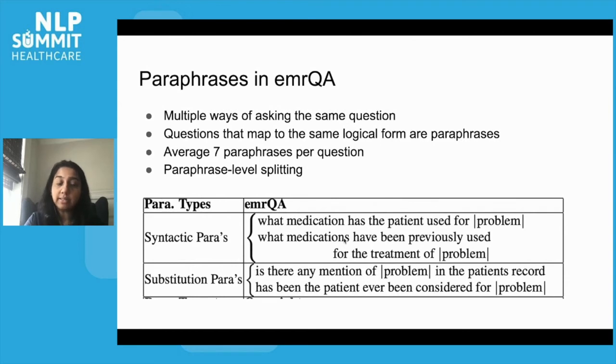Briefly before that, another characteristic of emrQA is that it has several paraphrases. And when I say paraphrase, I mean a question paraphrase. And a paraphrase is different ways of asking the same question. So a physician might phrase his or her information need in different ways, but it might mean the same thing, or different physicians might phrase the same information need in different ways. The way paraphrases are defined in emrQA is that these are questions that map to the same logical form. And on an average, we have about 7 paraphrases per question.